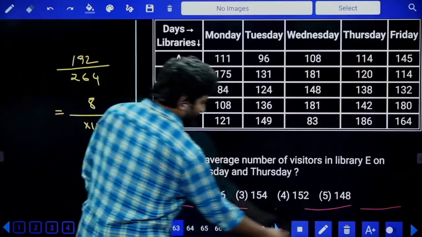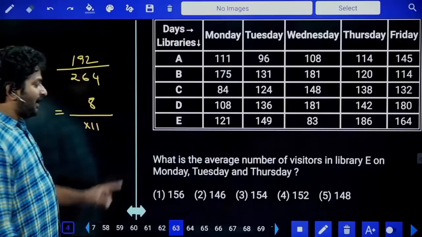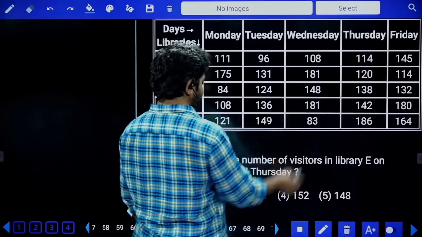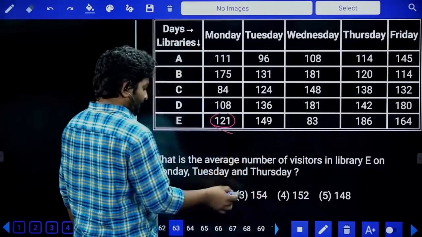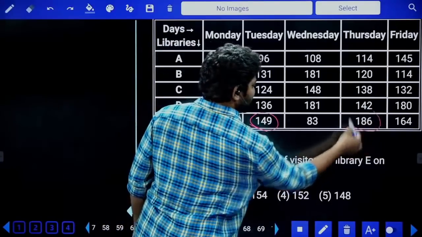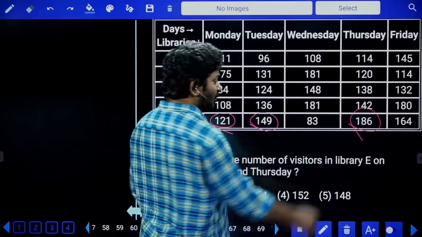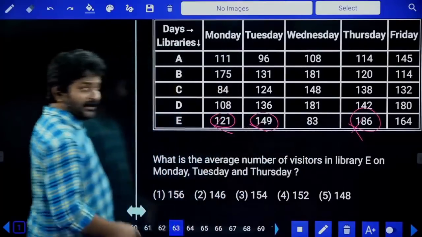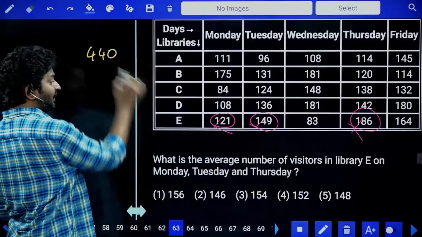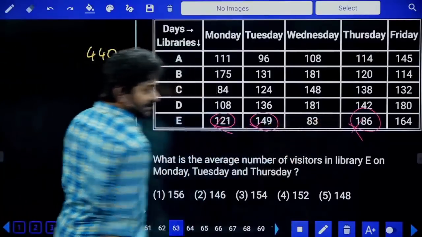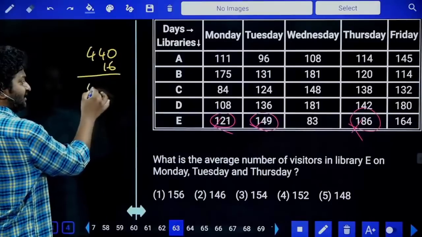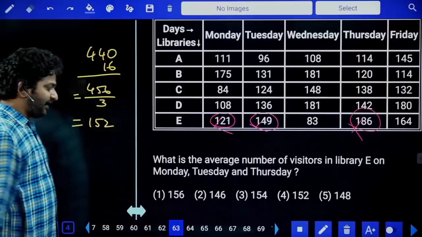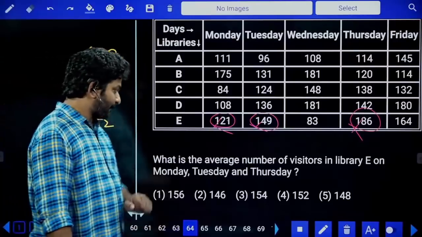What is the average number of visitors in library E on Monday, Tuesday and Thursday? E on Monday, Tuesday and Thursday, right? So first tens places along with hundreds places, 180, 120, 300. 300 plus 140, that is equal to 440. 1 plus 9, 10. 10 plus 6, 16. When you add 16 to this, it is 456 divided by 3, because you are asked to calculate the average. 152 is our final answer, fourth option.